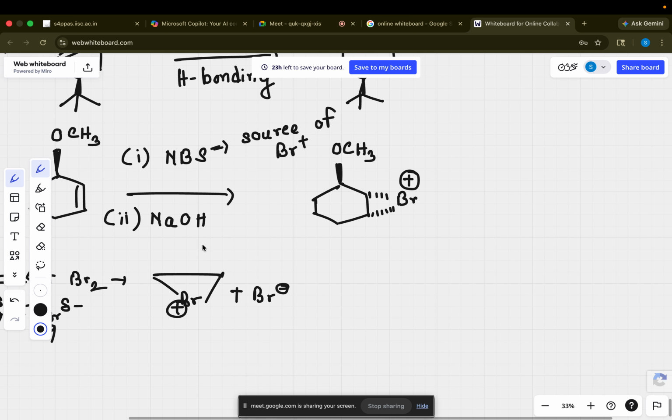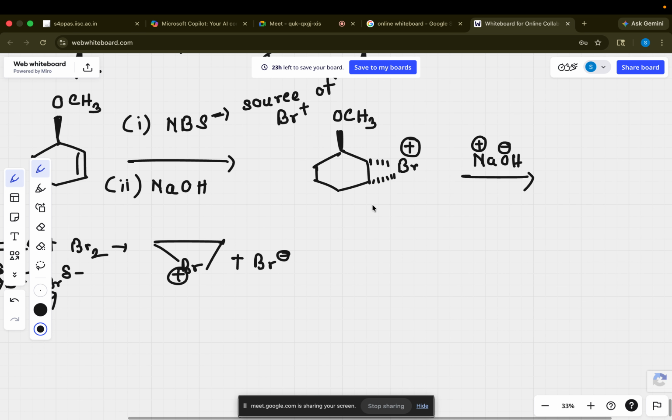Next step, you have NaOH. So when you have this kind of thing, you have Na plus or OH minus. Now the OH minus is not acting as a base here, it will act as a nucleophile because you do not have any kind of acidic proton. So now the question is, OH minus will attack in which position? This position or this position? That is the question.